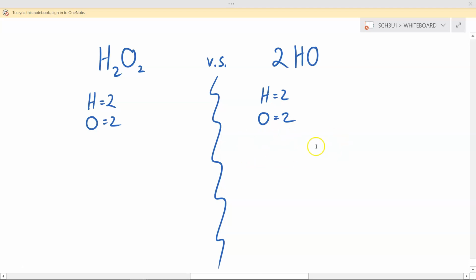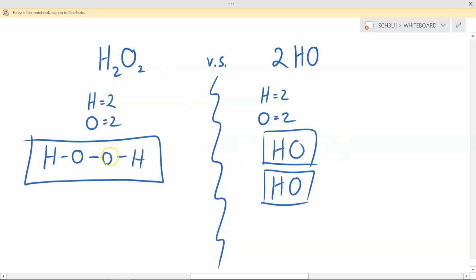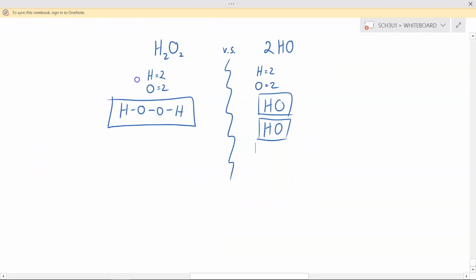So what's the difference? Well, H2O2 says I have 1 molecule of H2O2. They're all chemically combined together into one giant molecule. While 2HO says that I have 2 of these hydroxide ions, so the HO and the HO. Some of you might still be confused, so let me draw you a picture that might make more sense to you.